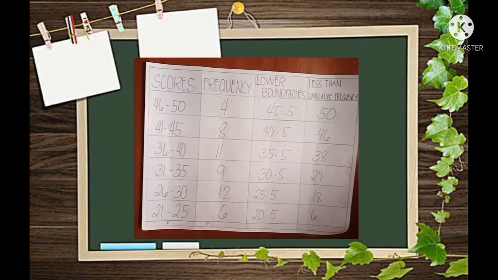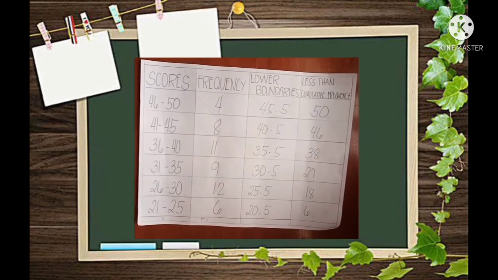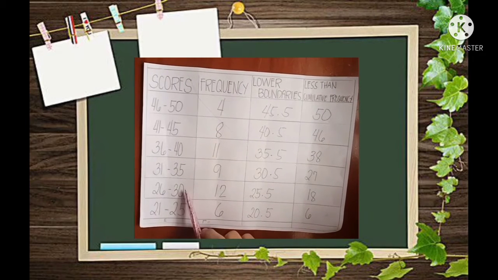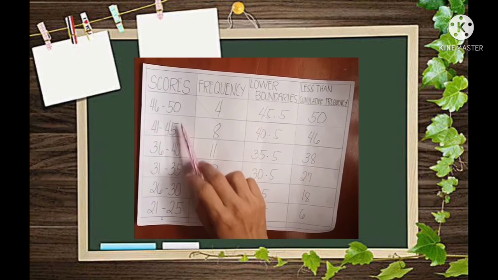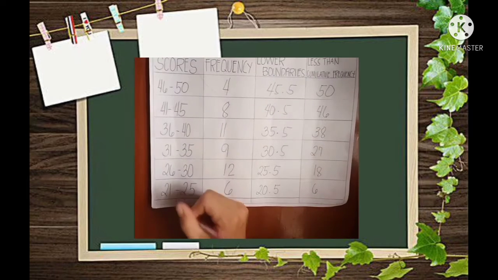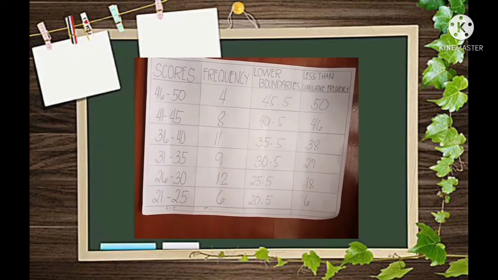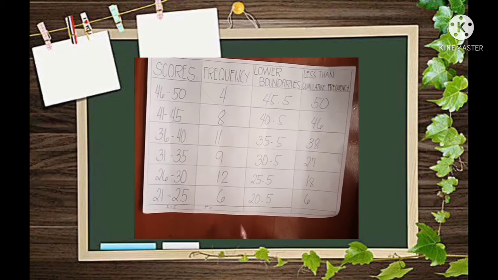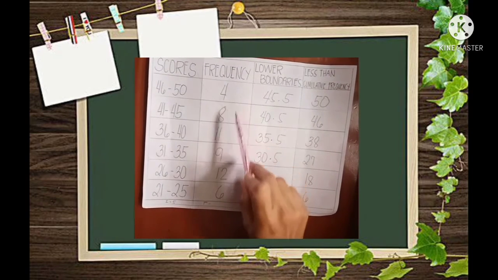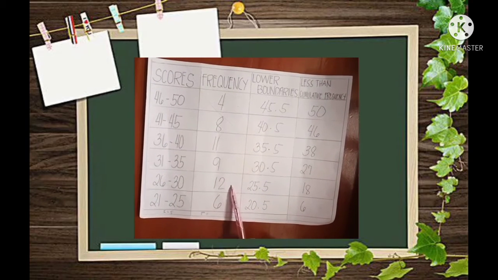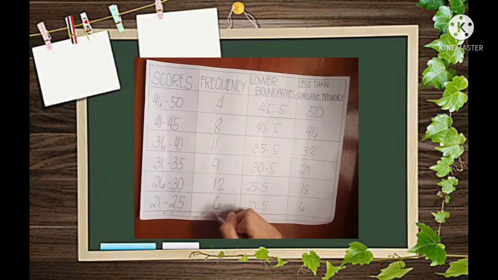We also need to get the interval and frequency. To get the interval, let's count 21 to 25. The gap from 21 to 25, 26 to 30, 31 to 35, 36 to 40, 41 to 45, 46 to 50 is 5. So the class interval is 5. To get the frequency, just sum up 4, 8, 11, 9, 12, 6. So the total frequency is 50.